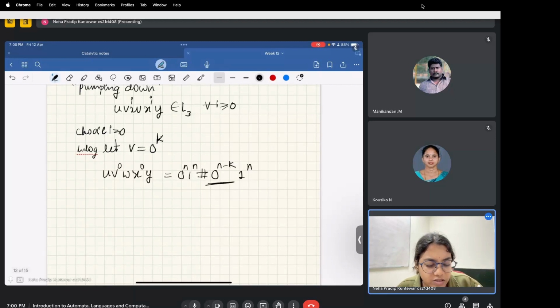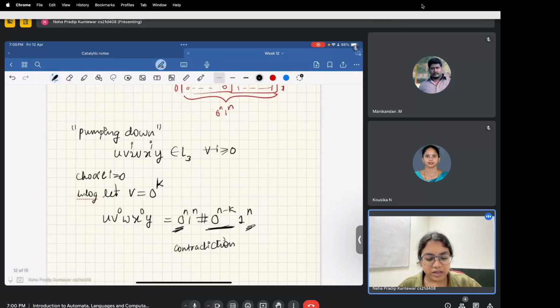So in this case, you strictly get the number of zeros which is lesser than the number of zeros here. Or if you do it for ones, then you end up getting that the number of ones on the right is lesser than the number of ones on the left. So in either case, we get a contradiction. Okay, so that was the whole trick.